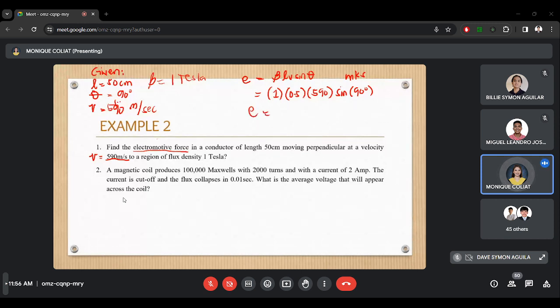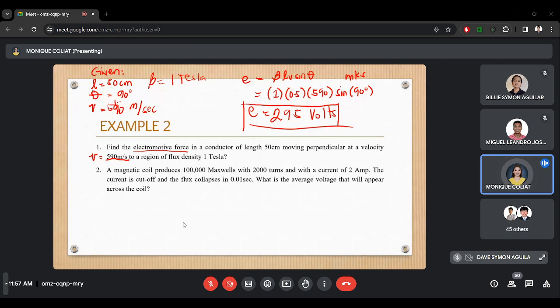What is our electromotive force or voltage? 295. That's correct. 295 volts. Okay? That is our final answer. So, di ba madali lang? Ano lang, direct substitution. Ang kalilituhan nyo lang dyan is, i-convert ko ba to? Or converted ko siya? Ito na ba yan? Ito na ang gagamitin ko?